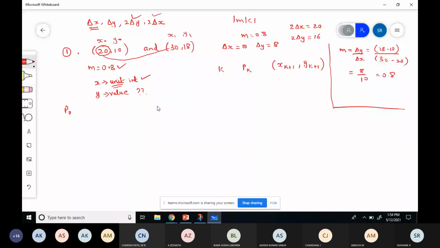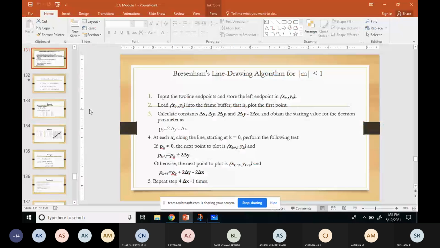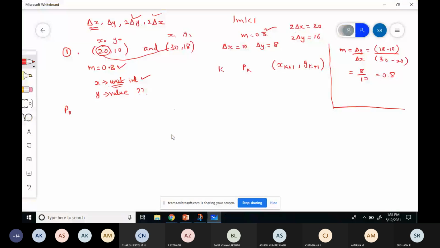We have calculated the m value. We have calculated delta x, delta y, 2 times delta x, and 2 times delta y. The first step is to calculate p naught. What is the formula to calculate p naught? p naught is equal to 2 times delta y minus delta x.